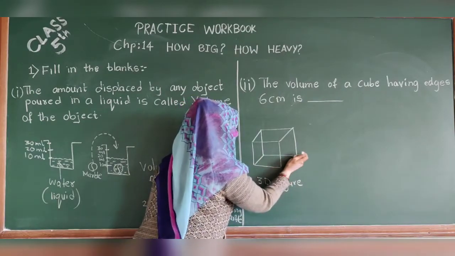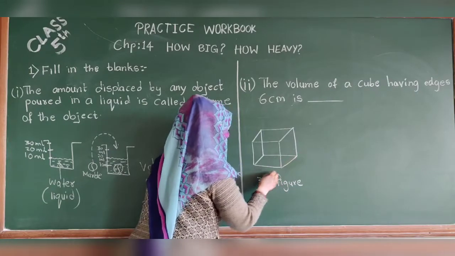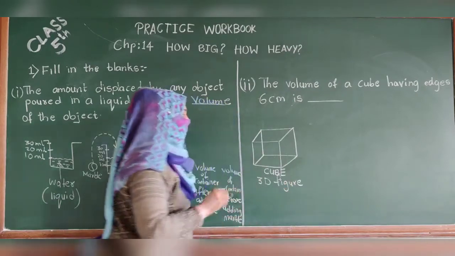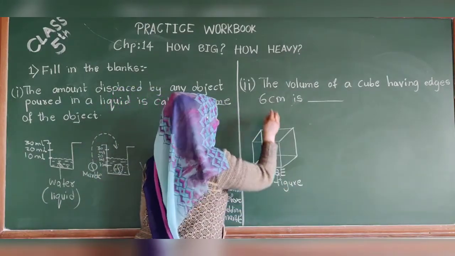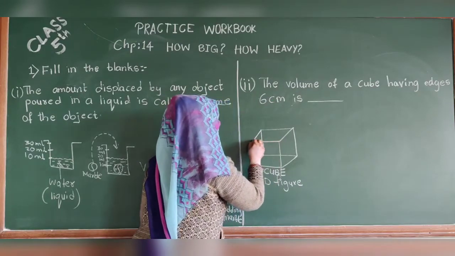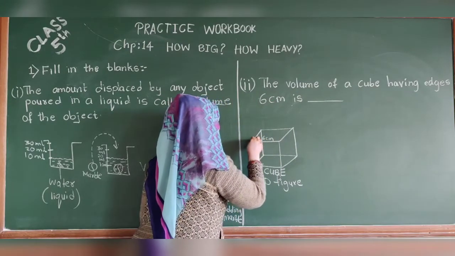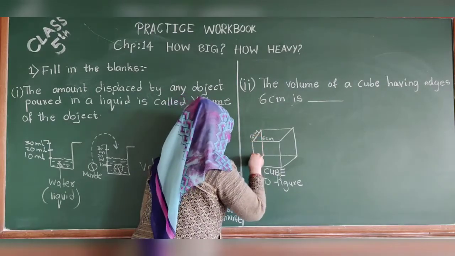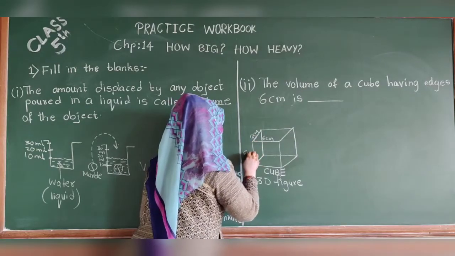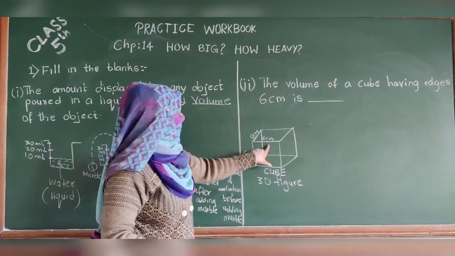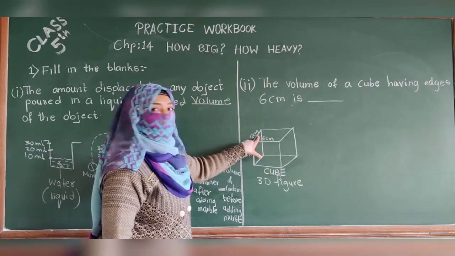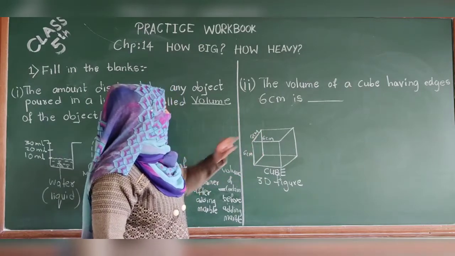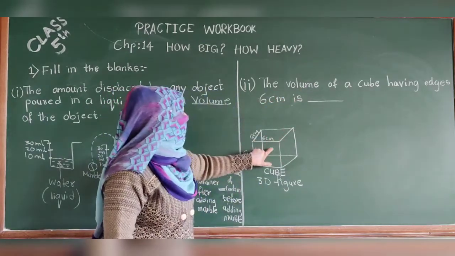So what is this? This is a cube having edges 6 cm. This is length 6 cm, this is breadth 6 cm, and this is height, also 6 cm. Length 6 cm, breadth, also called width, 6 cm, height 6 cm. You have to find the volume of this.